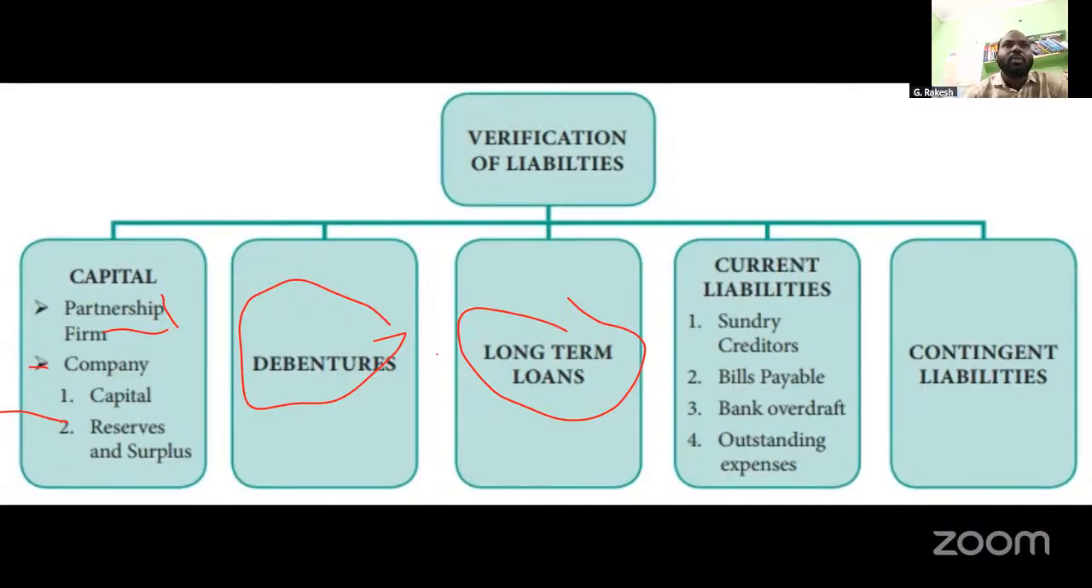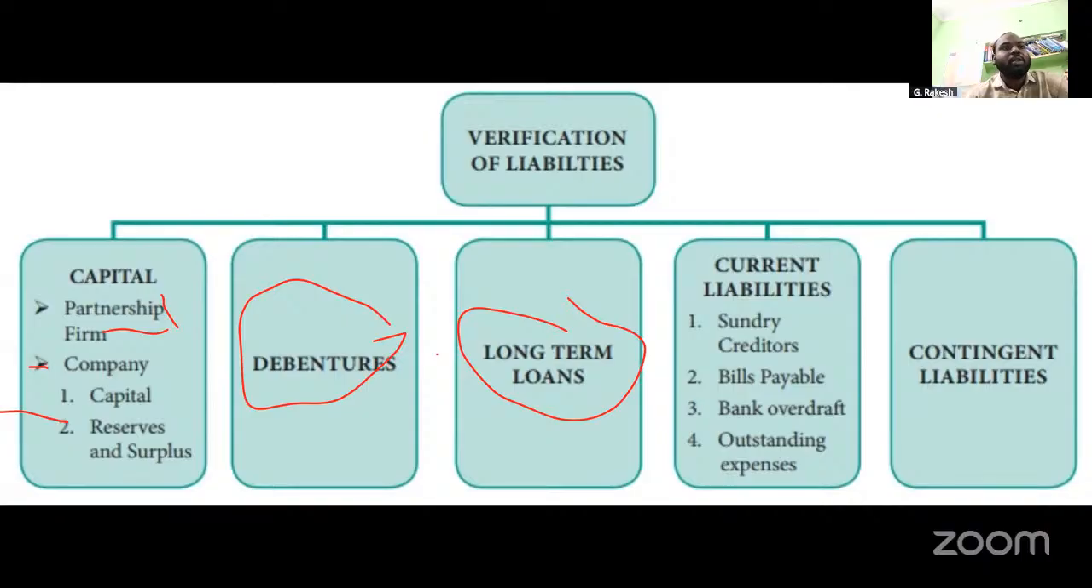The auditor should verify the loan agreement and refer to the correspondence about getting the loan, and he should inquire into the purpose for which the loan has been raised and confirm that the loan raised is being utilized for the specific purpose for which it was obtained. And he should examine the borrowing powers of the company by referring to the memorandum of association or the articles of association of the company.